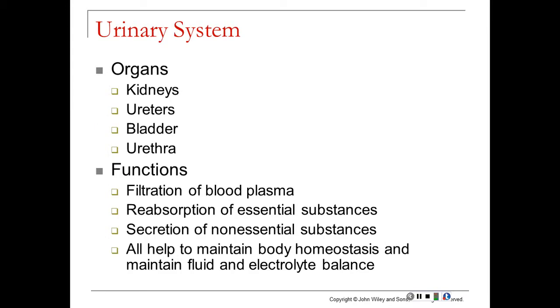First of all, the organs dealing with the urinary system include the kidneys, the ureters, which are the little tubes coming from the kidneys, the urinary bladder, and the urethra, which is the tube leaving the bladder going out to the external environment, or going out to the world, as I like to say. It functions in filtrating the blood plasma, reabsorbing essential nutrients before they leave the body, secreting non-essential substances in the form of urine, ultimately to help maintain homeostasis and maintain fluid and electrolyte balance.